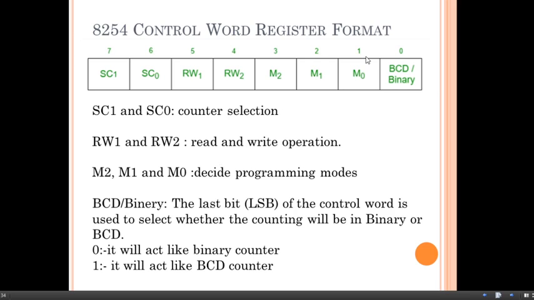Then bits 1, 2 and 3 are M0, M1 and M2. These are used for deciding the programming modes. And the last bit is BCD or binary. This last bit, or LSB of the control word, is used for selection of counting, whether that counting is BCD counting or binary counting. If this bit is 0, then the counter will act as a binary counter, and if this bit is 1, then the counter will count as a BCD counter.